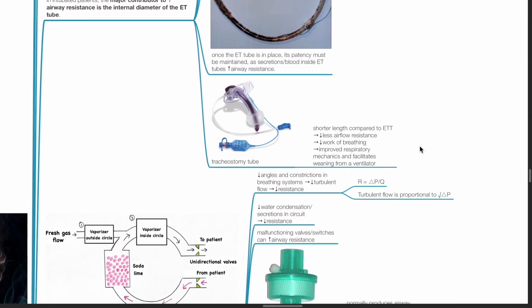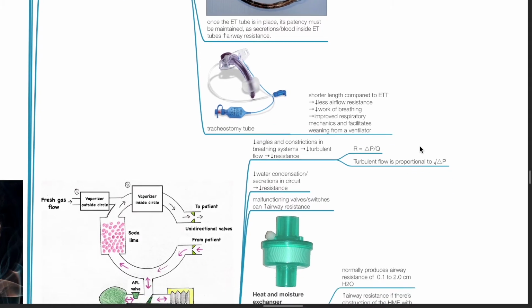A tracheostomy tube has a shorter length compared to a standard ETT, and this reduces airflow resistance, work of breathing, and improves respiratory mechanics and facilitates weaning from a mechanical ventilator.